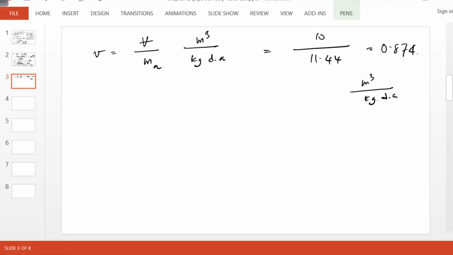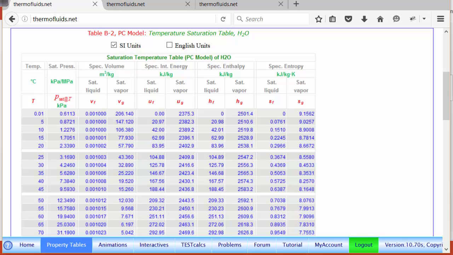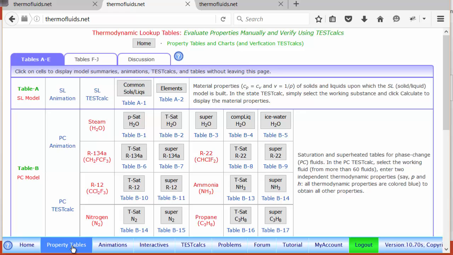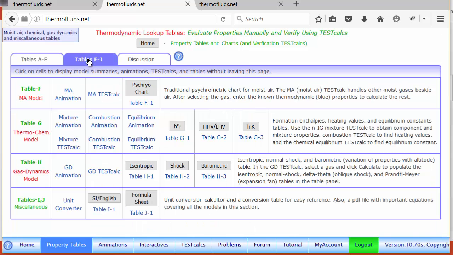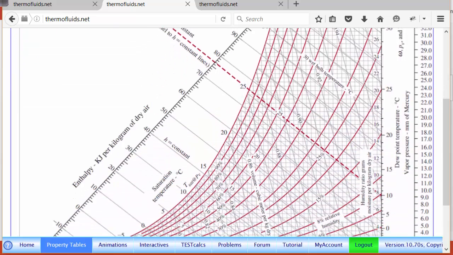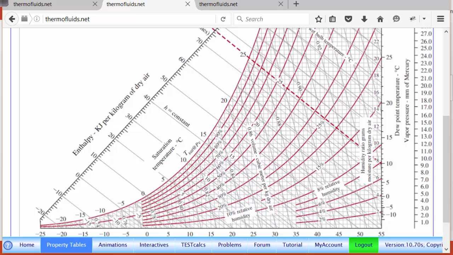So let's see different ways of solving the problem. Again, we would like to find out all these variables. We would like to know what is omega, what is PV, PA, MV, MA, etc. using the psychrometric chart. So let's go and try to calculate these quantities using the psychrometric chart. We will start with property tables, and the psychrometric chart is table F. We open the chart and let's see if we can locate the state.